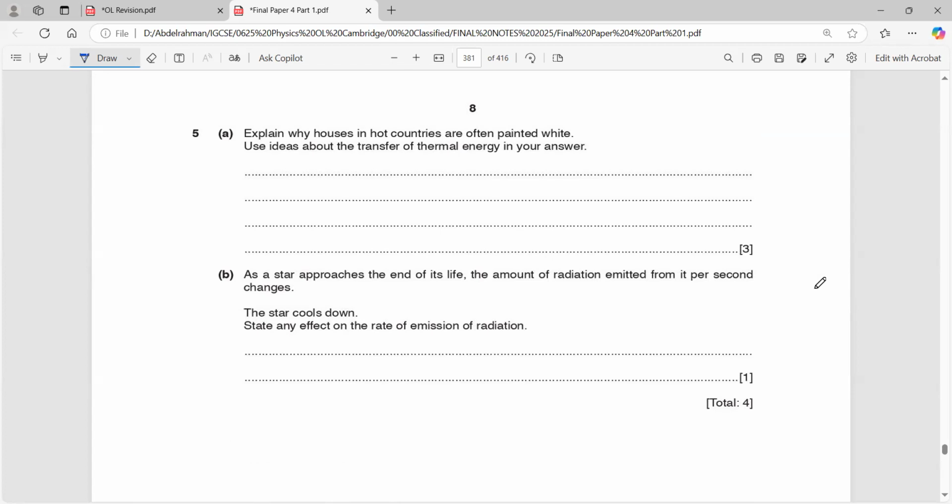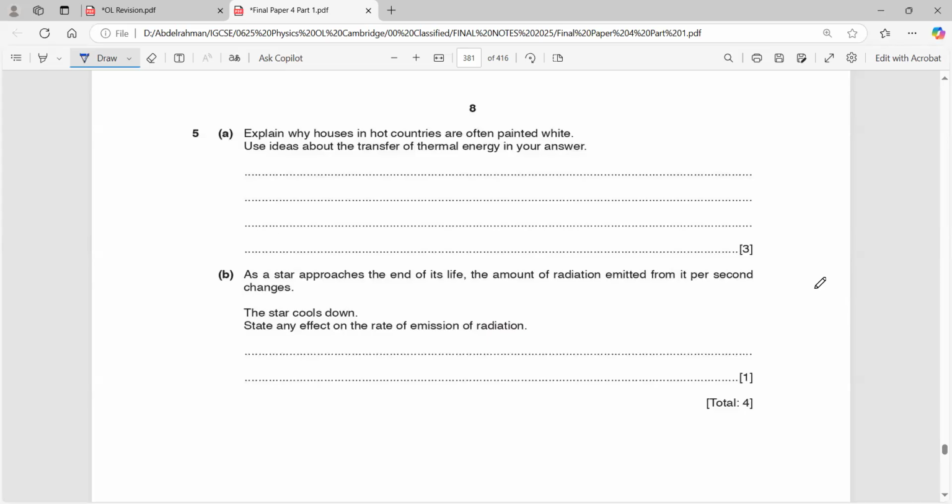If you say, for example, best emitter of heat, you lose 2 marks. The best emitter of radiation, you lose 1 mark. Best emitter of infrared radiation, you might gain the 2 marks. Okay, ماشي, let's solve this question.